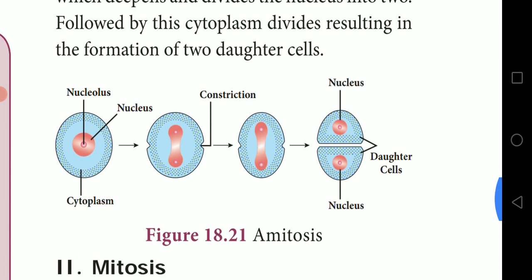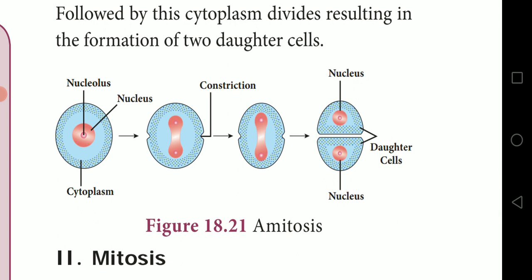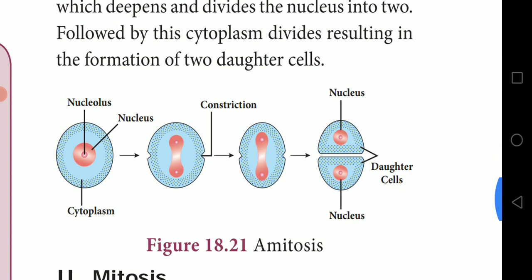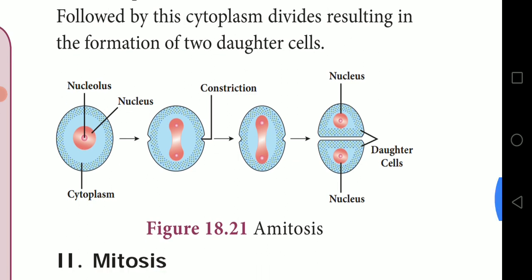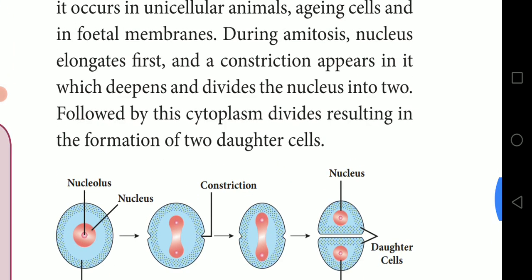It is the simplest method of cell division, and it occurs in unicellular animals, aging cells and fetal membranes. Fetal means child. The membranes present around the child are called fetal membranes. During amitosis, a nucleus elongates first and a constriction appears in it which deepens and divides the nucleus into two, followed by the cytoplasm dividing, resulting in the formation of two daughter cells. So this is the diagram of amitosis.